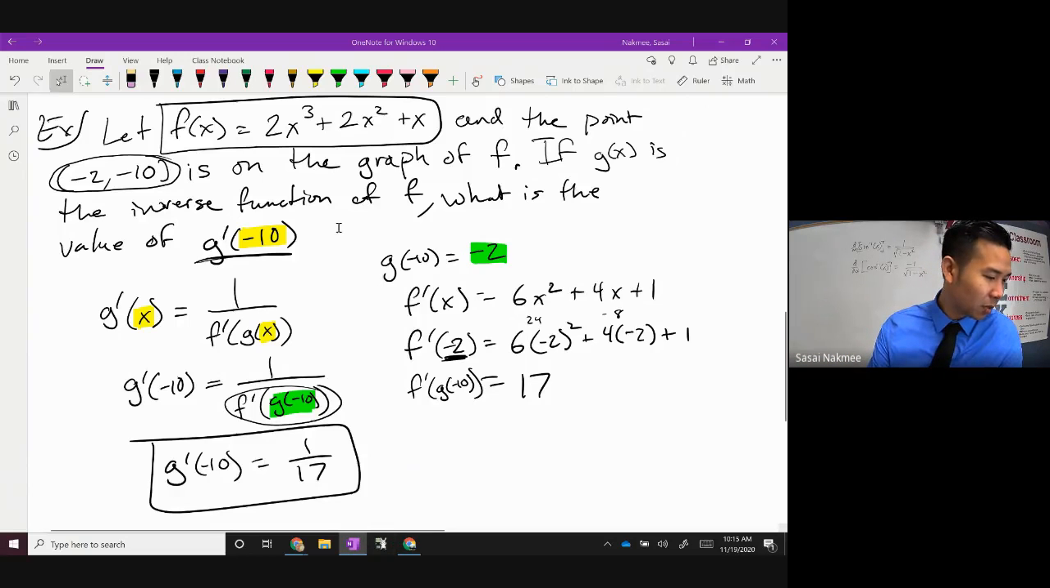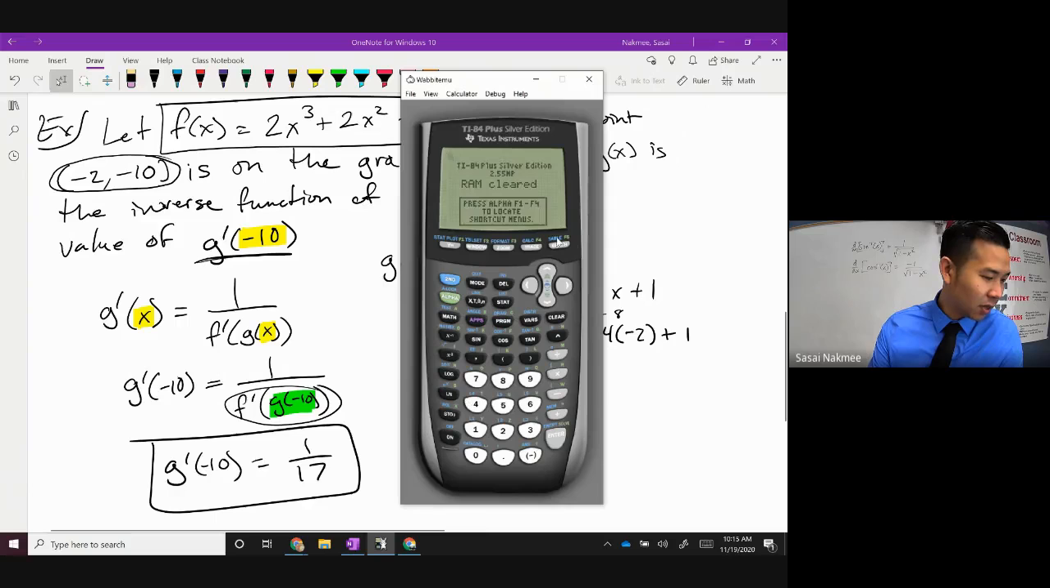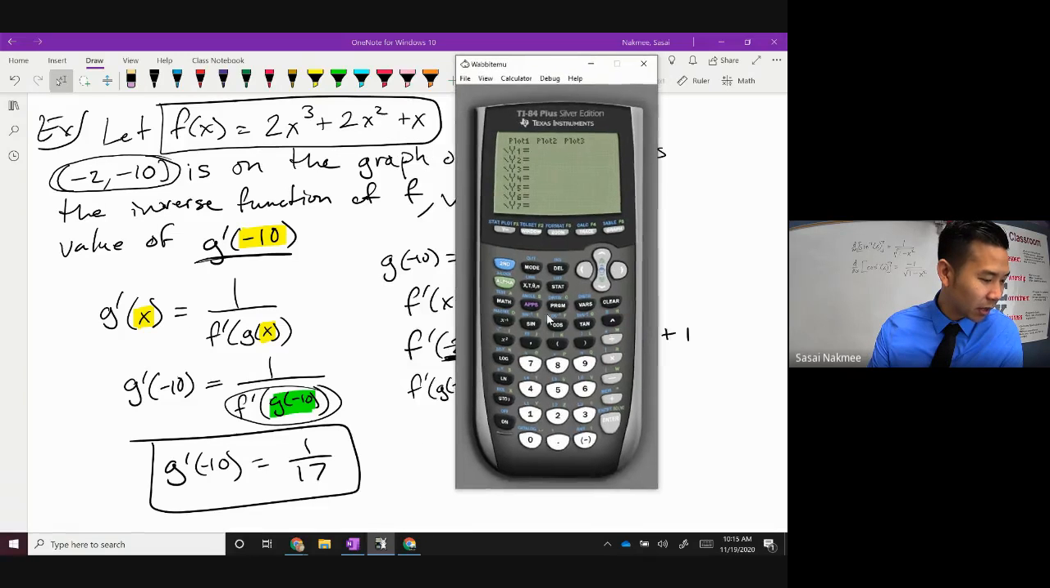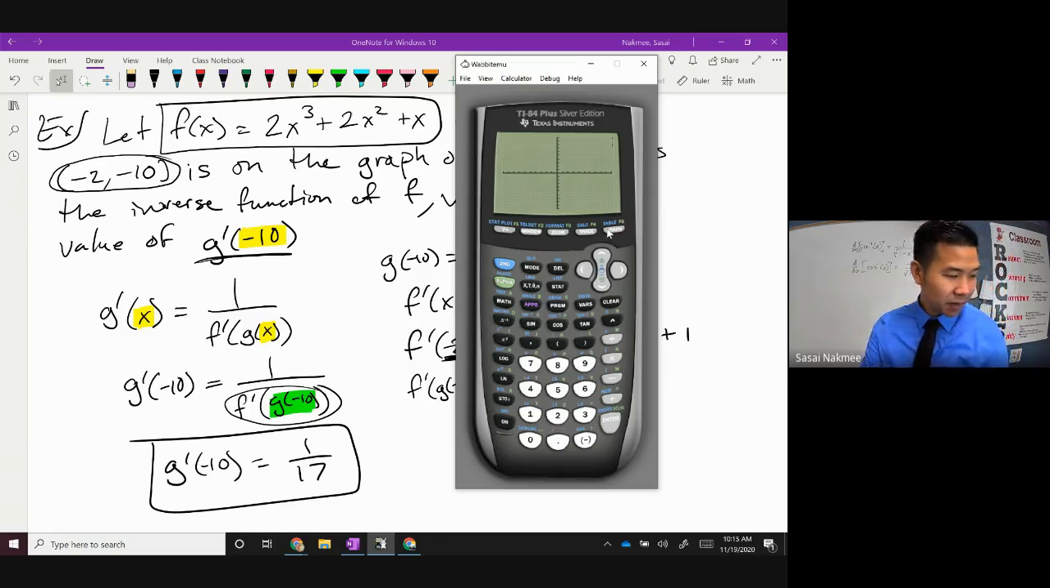So let me open up my graphing calculator here. You guys have a fancier one with color, so it's going to be looking a little bit better. But let me go ahead and show you this guy right here. This is going to be 2x cubed plus 2x squared plus x, right? And if you go ahead and graph that, it looks something like this, right?